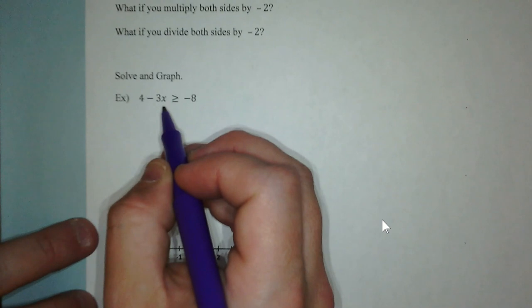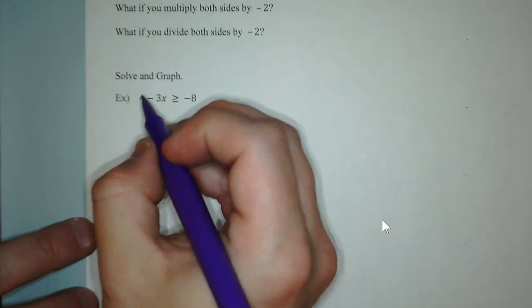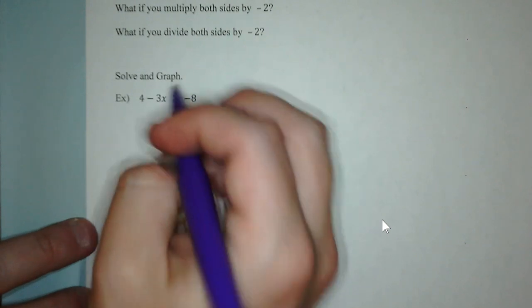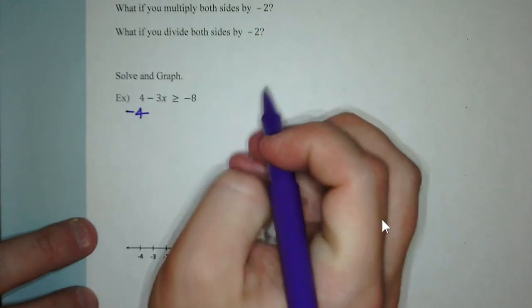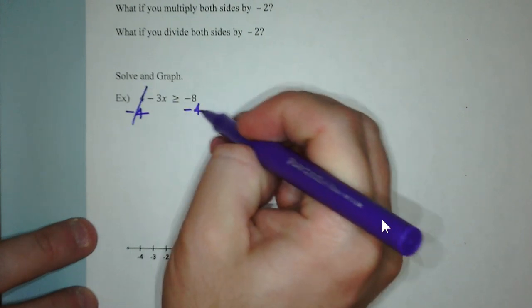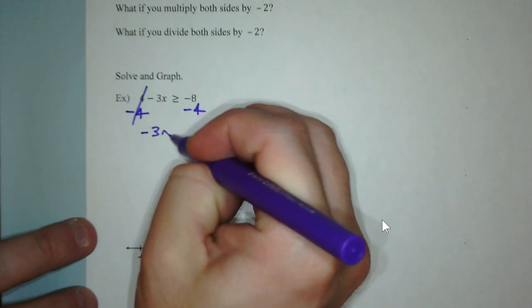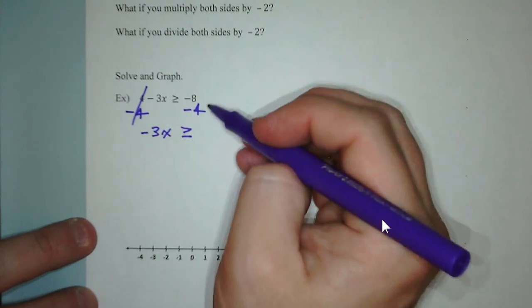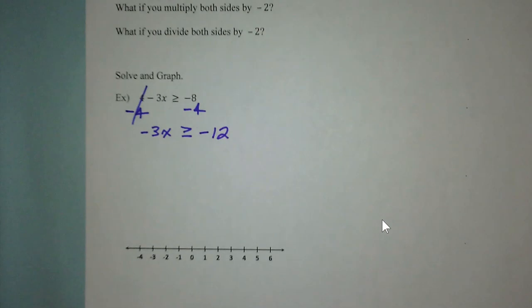Looking at this, I want to get x by itself. So the first thing I've got to move out of there is the 4. Remember, that's a positive 4. So the way I get rid of that is subtracting 4, okay? So I'm going to subtract 4 from both sides. That leaves a negative 3x on the left side, and on the right side, that's going to become a negative 12.